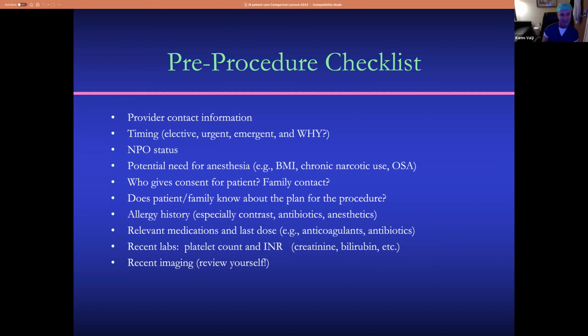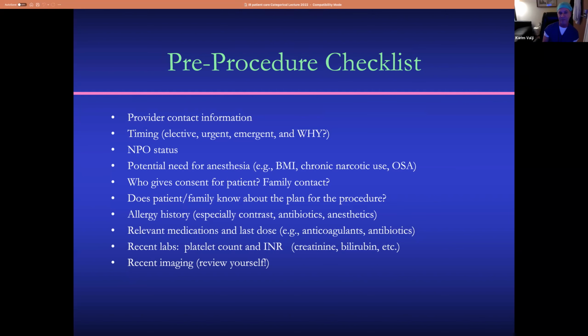What's the timing? Is it elective, urgent, emergent, and why? Because everyone will call and say, I need it now. Well, that's not true with most procedures. So you need to really decide what the timing is, and how to fit this into our schedule. What's the NPO status? Because that will affect sedation. What kind of sedation or anesthesia will be needed?